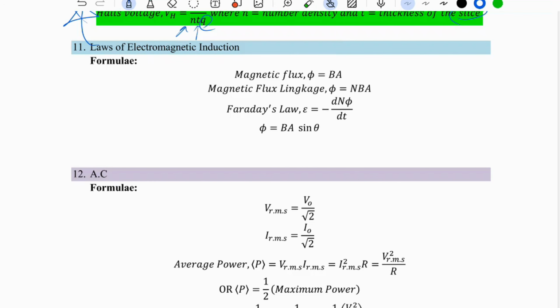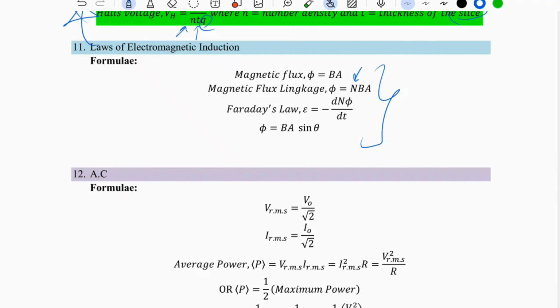Too bad none of this is given. You have to know. First one is magnetic flux equals BA. Then we have magnetic flux linkage, NBA. So B is again magnetic field, A is area. Flux linkage is the same, just they have N, which is number of turns of coils.